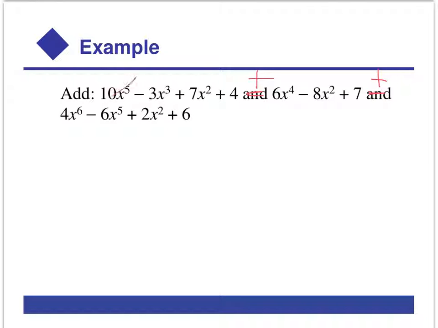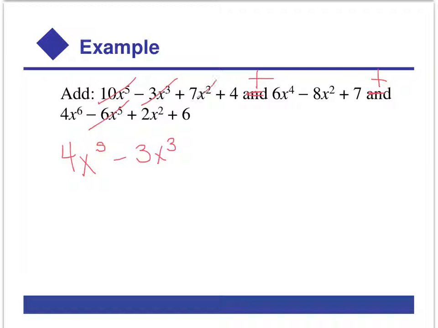I have a 10x to the fifth here, and a negative 6x to the fifth here. So that's going to give me a positive 4x to the fifth. I have a negative 3x to the third there. I don't have any more in the others.